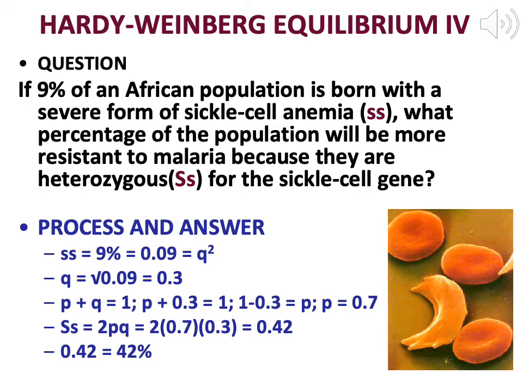which means 42% of this population are heterozygous, which means 42% of this population are going to be resistant to malaria, even though 9% of the population is being born with sickle cell anemia, and that's a problem. But the silver lining, I guess you could say, is that even though 9% are facing mortality due to sickle cell anemia, a full 42% of the population are looking at potential protection from a very dangerous disease, malaria.